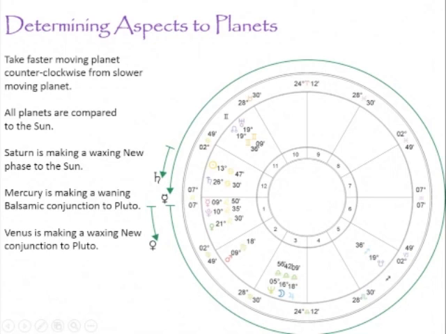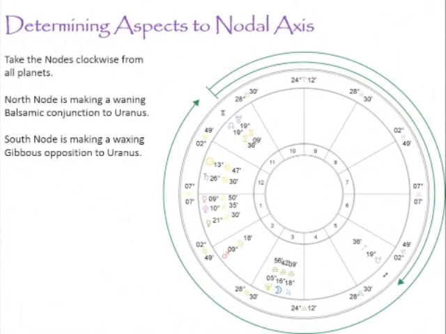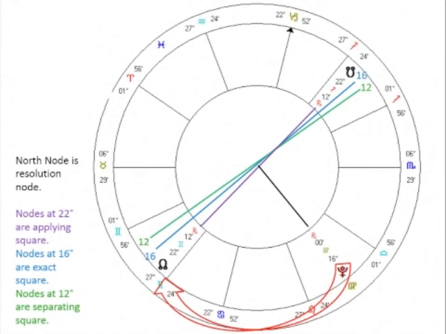The other language that we will use with aspects in astrology in general is: is it applying, is it exact, or is it separating? And this is true for any type of aspect. It doesn't matter what type it is.